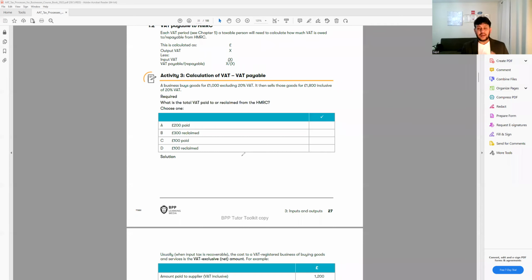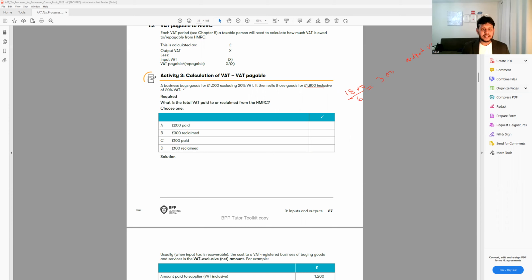So the first thing we have to identify is how much is the output VAT. Output VAT means VAT on sales. So let's have a look how much is the VAT on sales. Sell goods 1800 inclusive VAT. That means VAT is already inside. So 1800 is inclusive. How do we find out how much is the inside VAT? Divide by 6. So 1800 divided by 6 gives me £300. And that's my output VAT. Output VAT means VAT on sales.